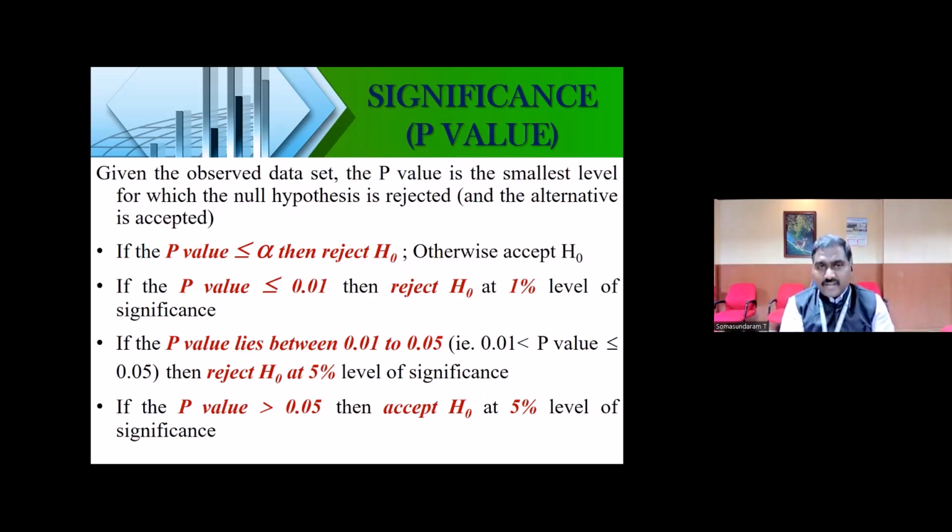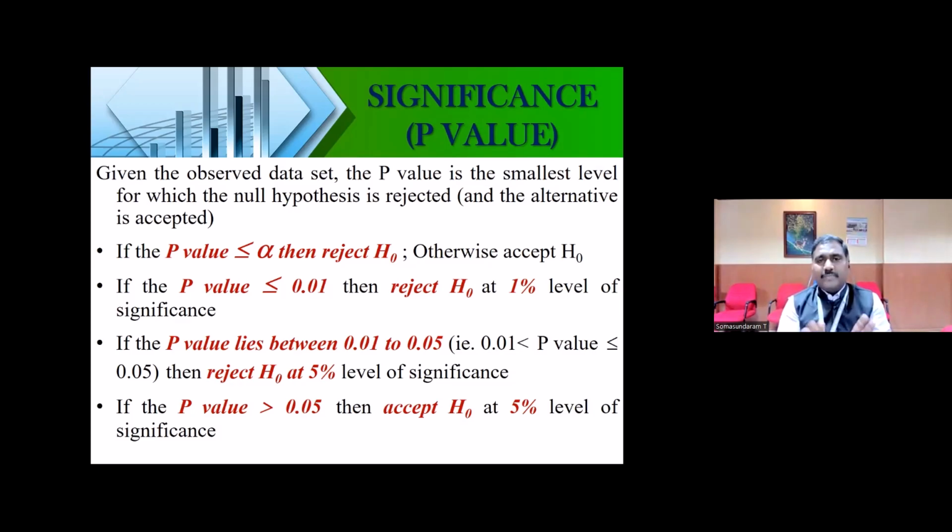That is, you are accepting the alternate hypothesis. Suppose your significant value or P value is greater than 0.05, in that case, you have to accept the null hypothesis at certain levels of significance. Either it may be 5% or 1%. It depends upon the research. Most probably, the 5% level of significance is the standard.